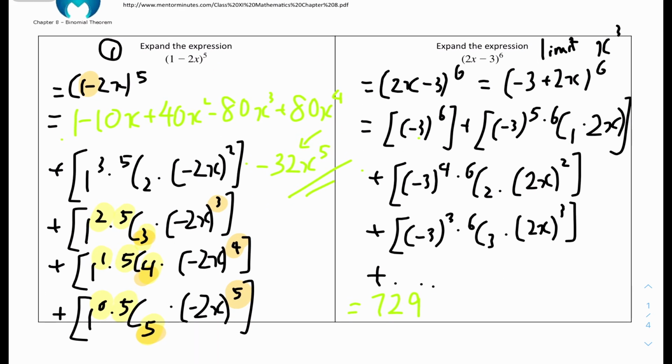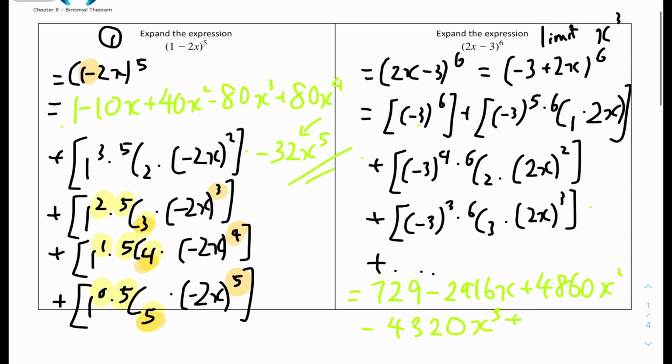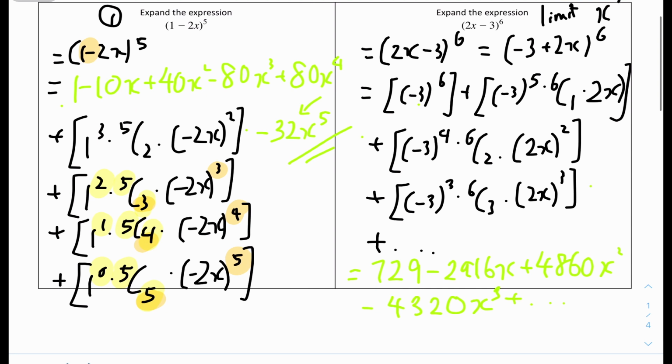So 729 minus the second term right here will be 2916x. The third term will be plus 4860x squared. And then the fourth term will be this one here with x to the power of 3, which is equal to 4320 after putting it in your calculator and simplifying it, x cubed, plus dot dot dot, and that's the answer up to x cubed.